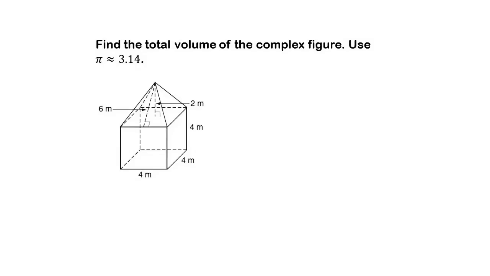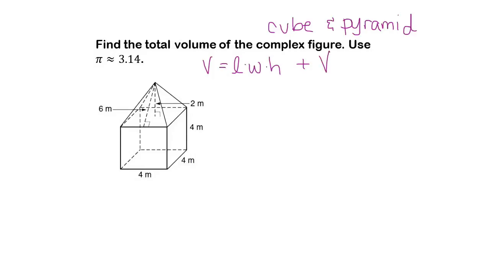I see a cube because the bottom prism is 4 by 4 by 4, so we have a cube here, and we have pyramids. So I can use the volume formula for a cube, which is length times width times height. And then I can use the volume formula for a pyramid, which is a third times BH. And if I add the two together, that will give me the volume of this complex figure.